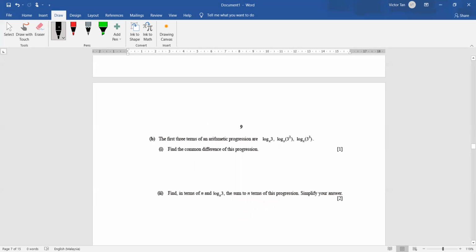The first 3 terms of an arithmetic progression are log x3, log x3 squared, and log x3 cubed. Find the common difference of this progression. So for the difference, you subtract consecutive terms. So log x3 squared minus log x3. So you divide, and it will be log x3. That's the difference. In terms of n and log x3, the sum of the first n terms of this progression.